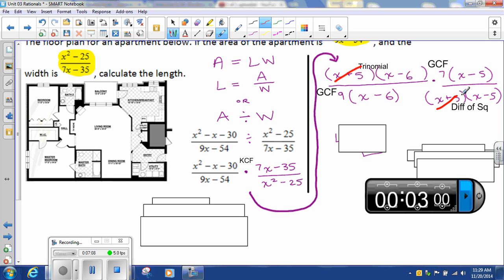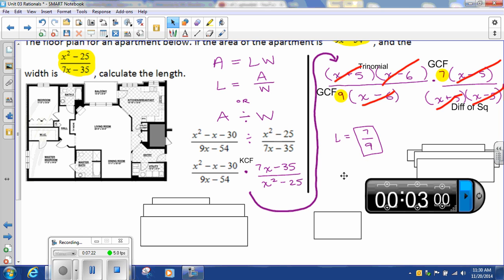X plus 5 with the x plus 5, x minus 6 cancels with the x minus 6, x minus 5 cancels with the x minus 5. Everything is gone except for these two integers. One's in the numerator, one's in the denominator, so our final answer is length equals 7/9.